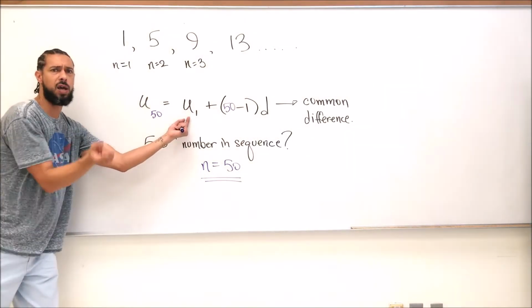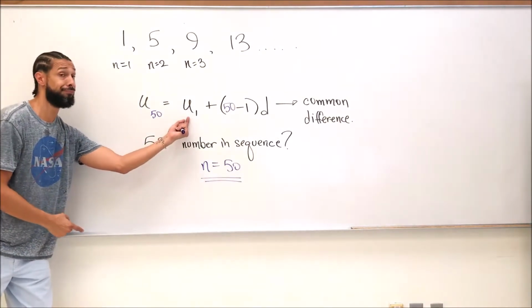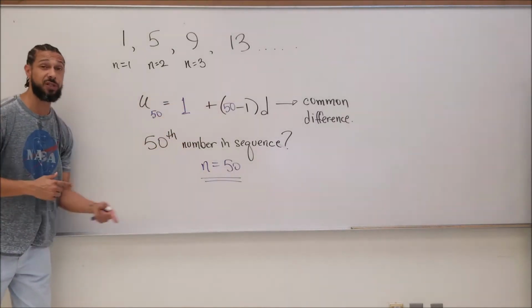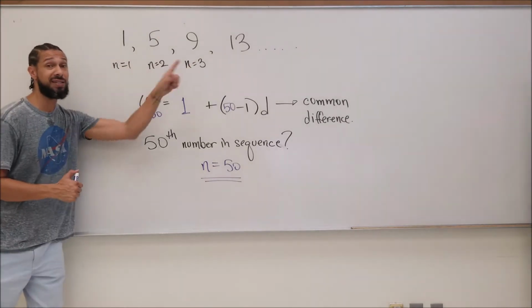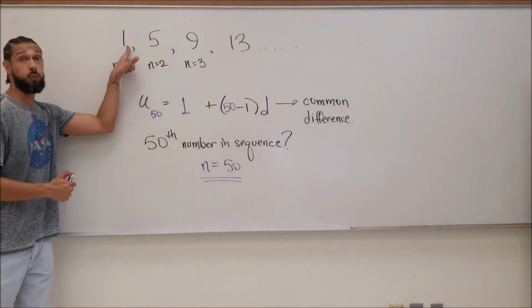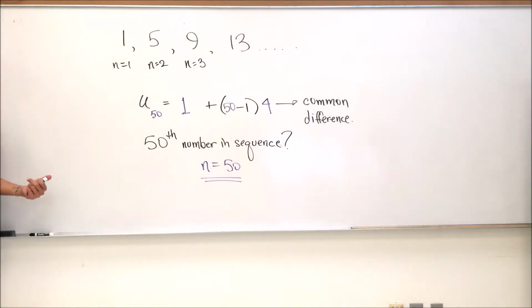Now, u sub 1 is the first number in the line. What's the first number in my line up here? That's exactly right. And one last thing, what's the common difference? How much do I add or subtract to get to the next number in line? 5 minus 1 is? Exactly right.